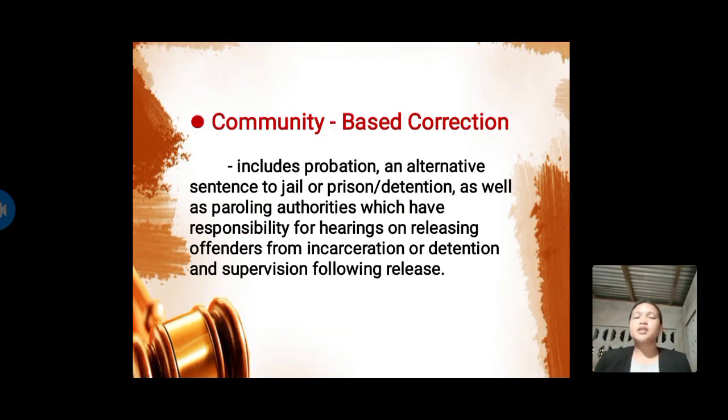Next is community-based correction. It includes probation, an alternative sentence to jail, prison, or detention, as well as paroling authorities, which have responsibility for hearings on releasing offenders from incarceration or detention and for supervision following release. So community-based correction is very different from institutional-based correction.